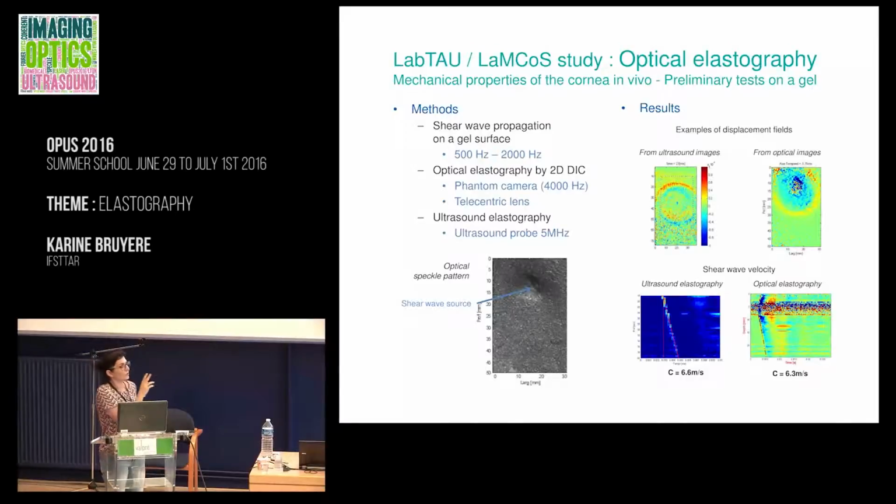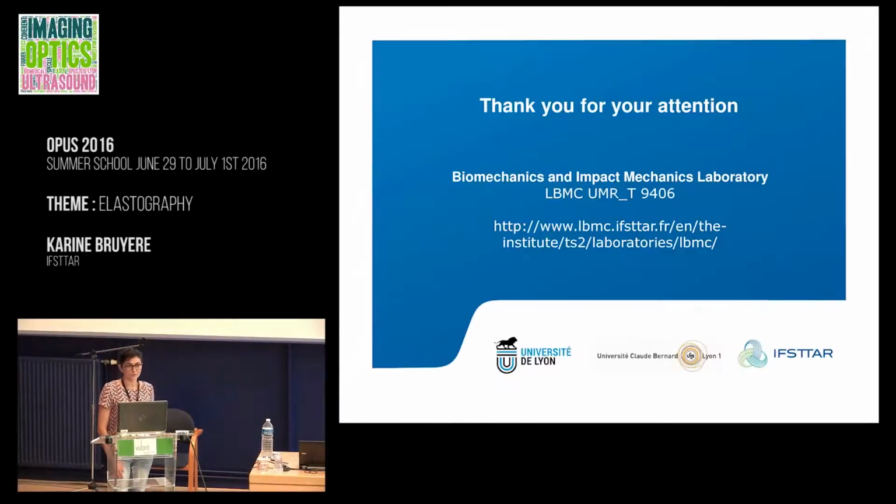The two cannot be compared directly, but the idea is to show that with optical DIC, the shear wave propagation is well seen, and it's possible to assess the velocity of this shear wave. The preliminary results are quite close between the two techniques. So it's a promising study for cornea characterization. Thank you for your attention.